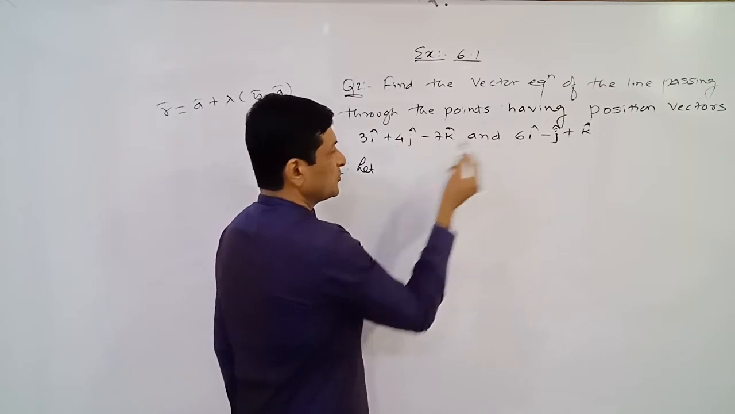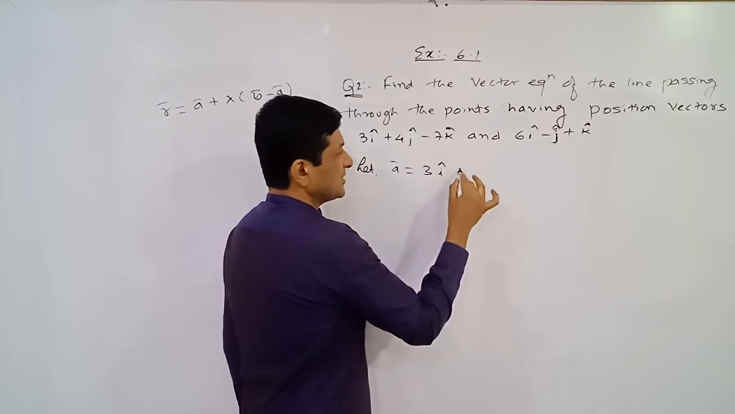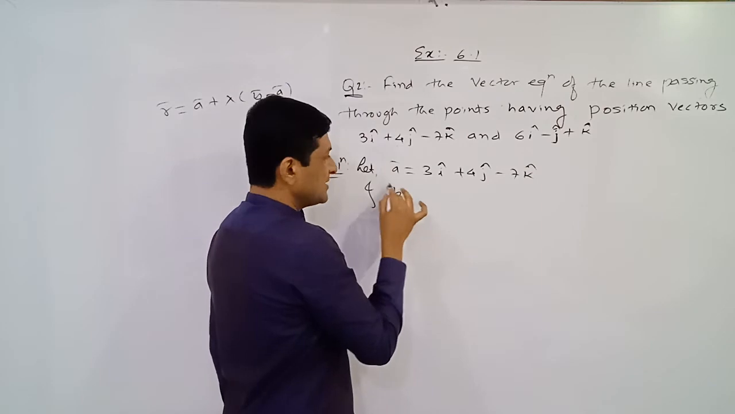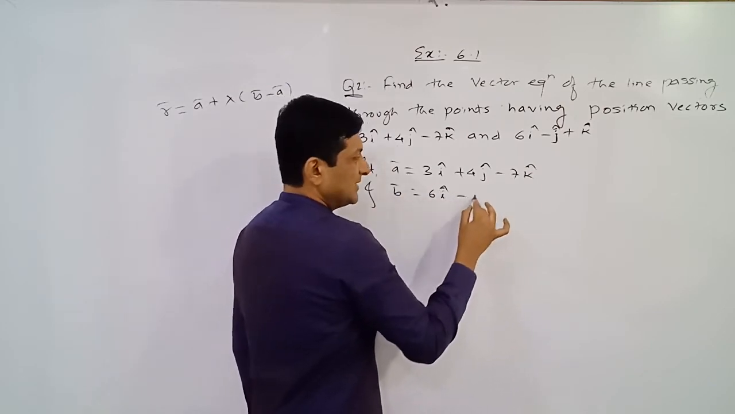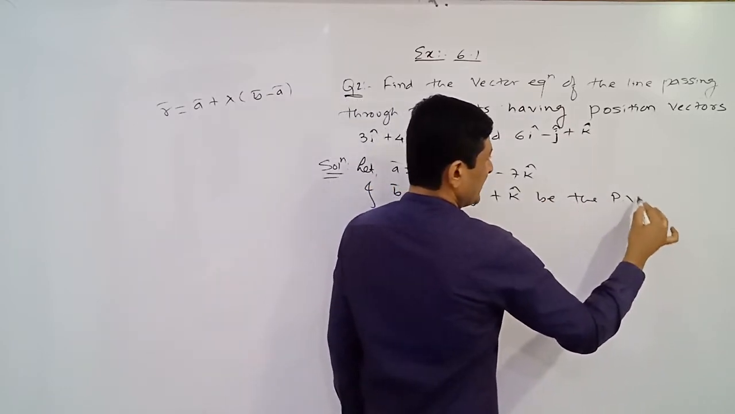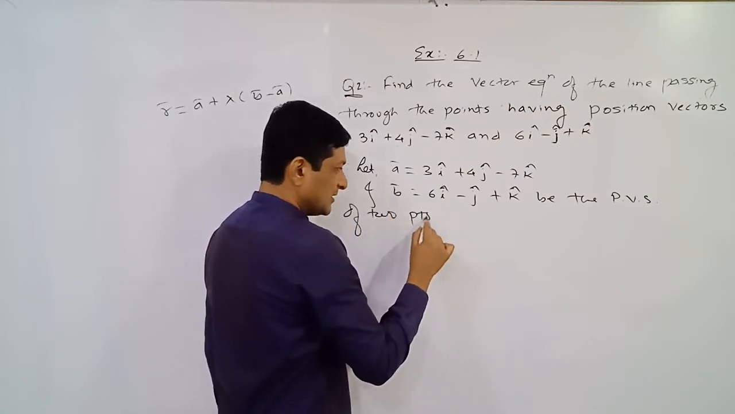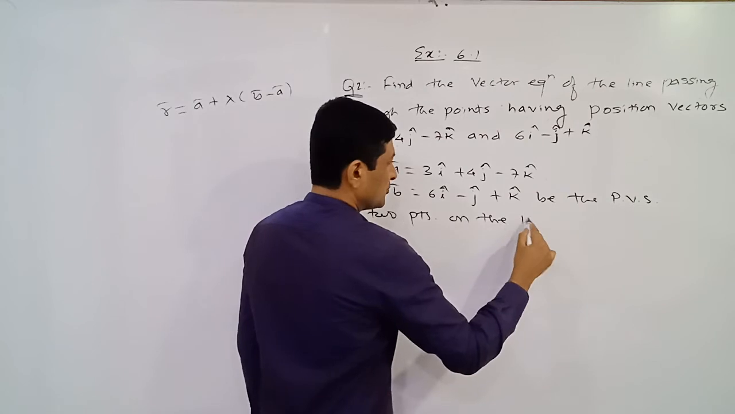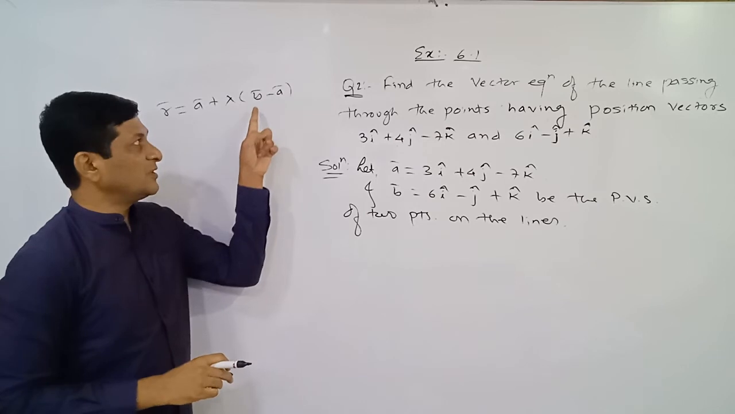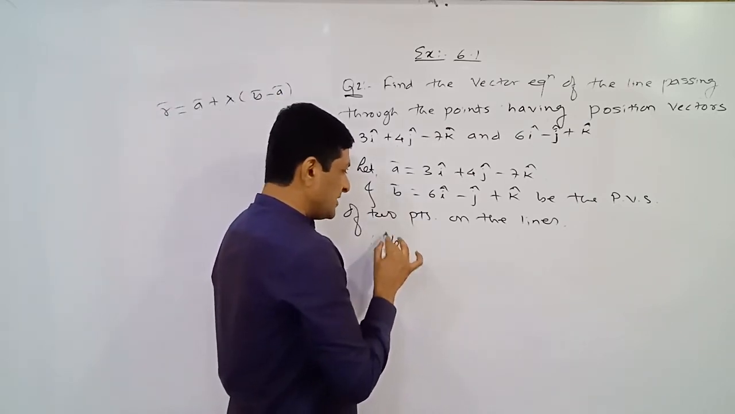So here the position vectors of two points are given to us. We are denoting the position vector of the first point by a bar. So a bar is equal to 3i cap plus 4j cap minus 7k cap, and b bar is equal to 6i cap minus j cap plus k cap, being the position vectors of the two points on the line. Since the position vectors of two points on the line are given, this formula is applicable. To apply this formula, we will require the value of b bar minus a bar. So let us first find the value of b bar minus a bar.